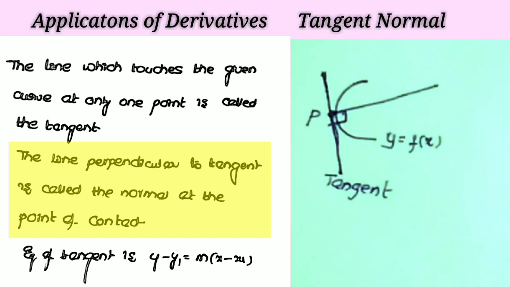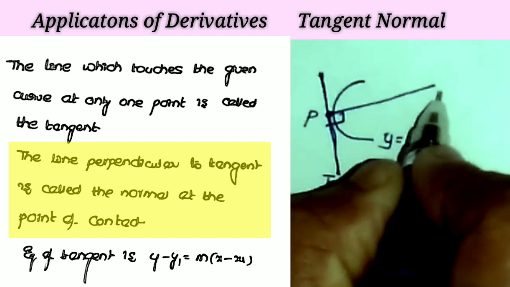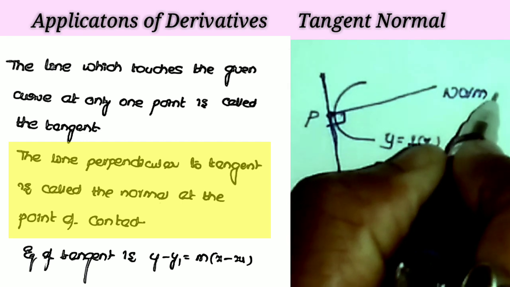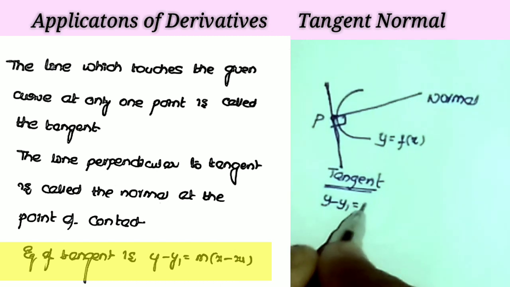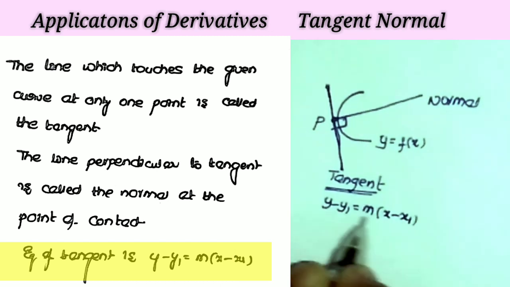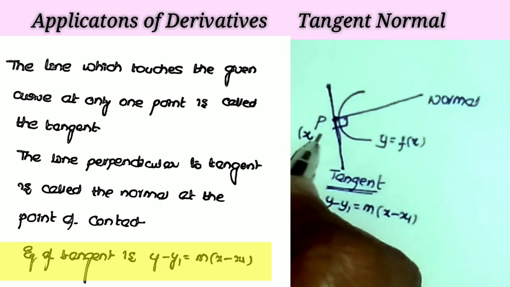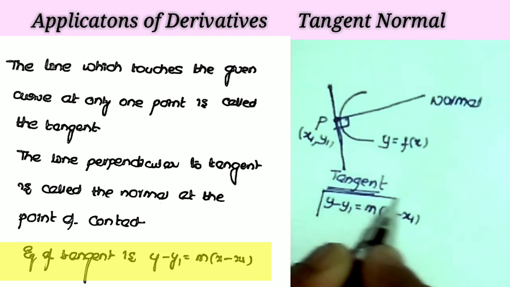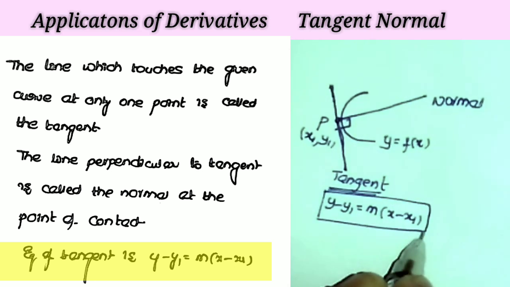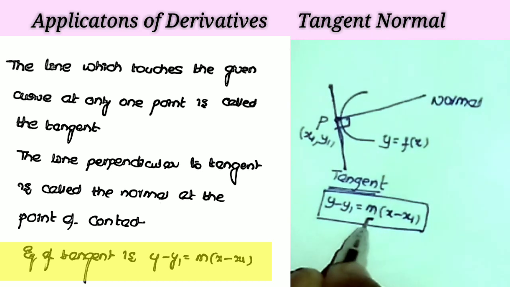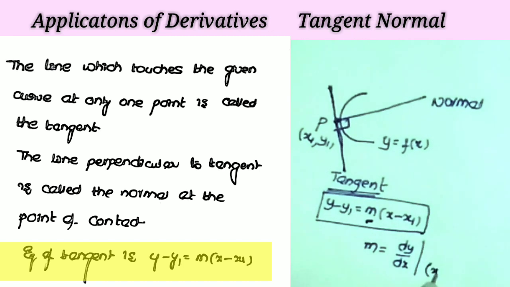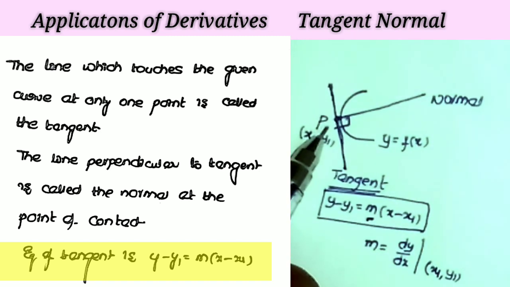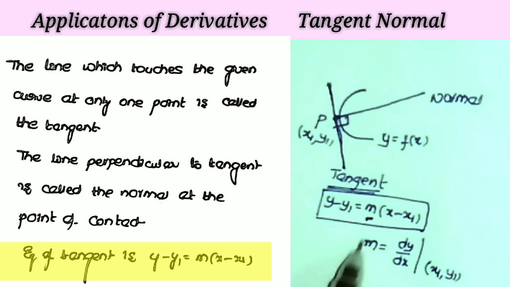Now the formula for finding the equation of the tangent. So this is the normal. The equation of the tangent is y minus y1 is equal to m into (x minus x1). What is (x1, y1) here? (x1, y1) is the point P. What is the m value? To find the slope value, we simply take the derivative of the given curve, where m is equal to dy by dx at the point (x1, y1), at the point of contact, at the point P. m is equal to dy by dx.